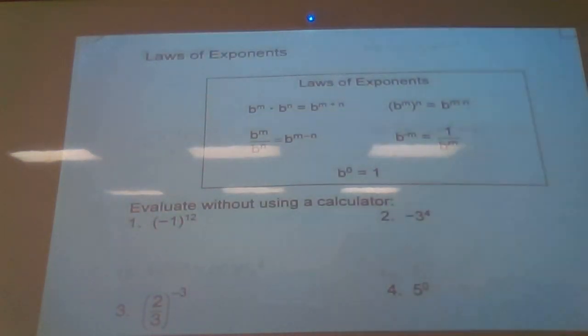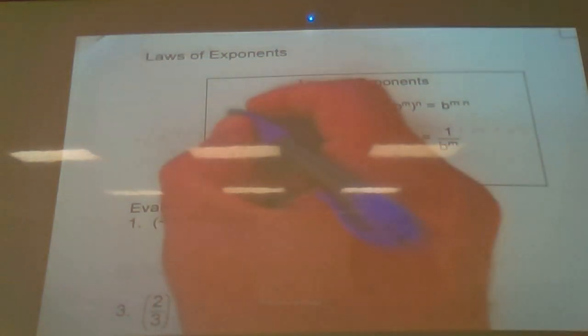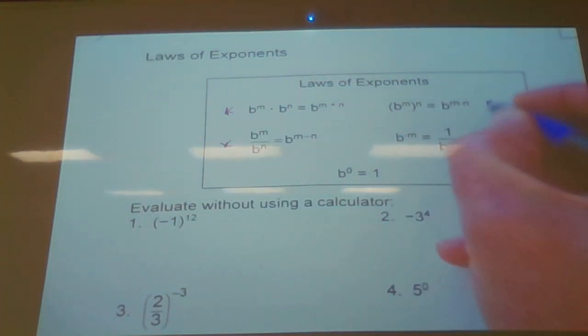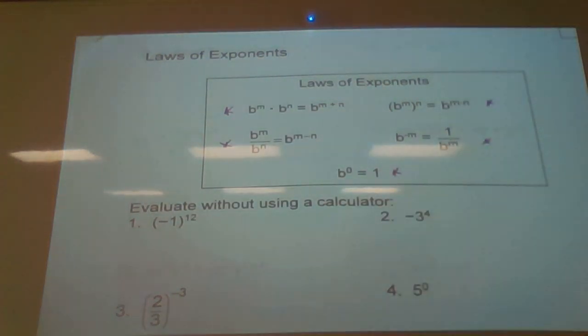For this chapter, we're going to look at the laws of exponents, and eventually they're going to give us an exponential equation that we're going to solve. Before we get to that, we're going to look at some laws with exponents that we can use to help us simplify some of those problems.